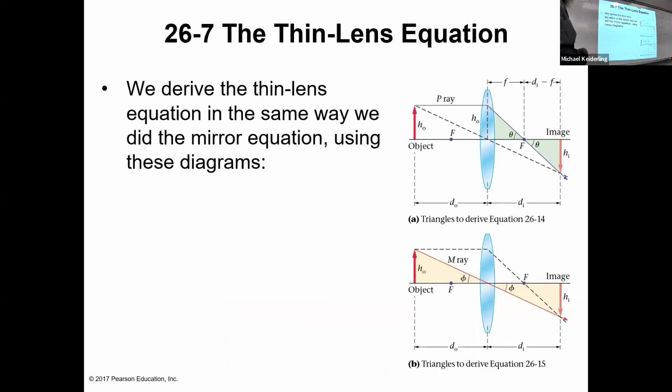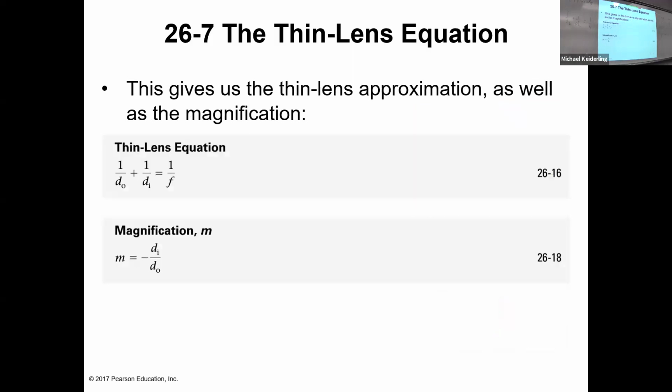So we can derive the thin lens equation the same way we did the mirror equation using these diagrams. And it ends up looking remarkably similar. In fact, it is 1 over d_o plus 1 over d_i equals 1 over the focal length. Basically the same. This is the thin lens approximation. And again, magnification is minus d_i over d_o.